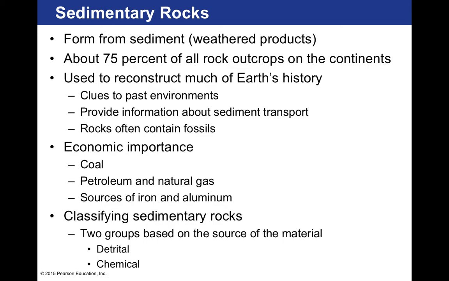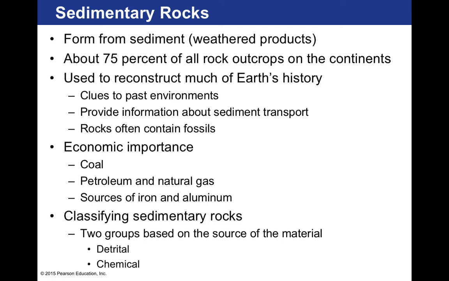So if you were driving down a highway and looked on the side of a mountain that was carved out for the highway, you would see different layers of rock. And based upon those layers of rock, you would be able to tell the history of that specific location on Earth. And they're also important economically because this is the type of rock that coal falls under.